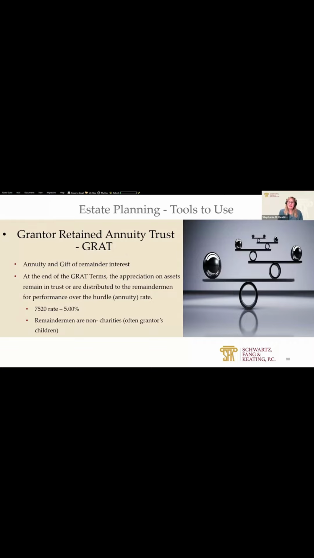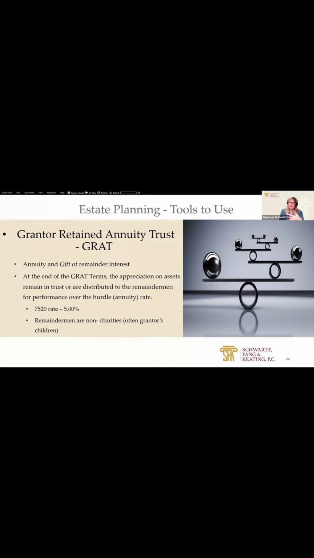Say you contribute stocks and you think that it's going to grow 8%, right? You have a really good stock and you feel like it's going to grow 8%. Well, you're going to get that annuity back, right? And you're going to get the annuity back at what they call the 7520 rate, which is a hurdle rate. Currently, that's 5%.